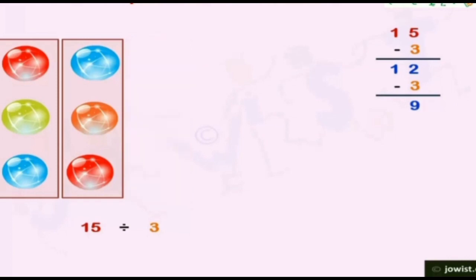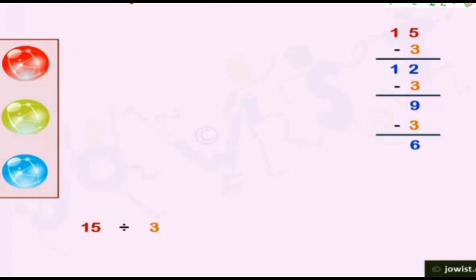Then, let's take the third group away. We took away the third group. As we can see, there are 6 marbles left. Let's subtract 3 from 9 and we get 6 marbles. So there are 6 marbles left. Now, we will take away the fourth group. We again took 3 marbles away, leaving 3 marbles.